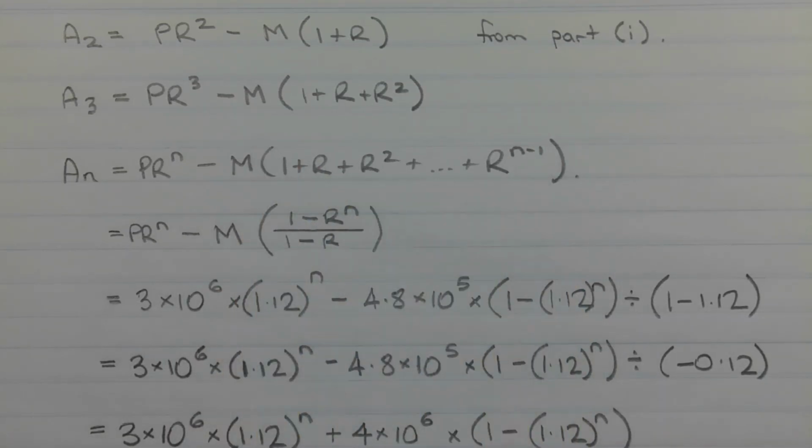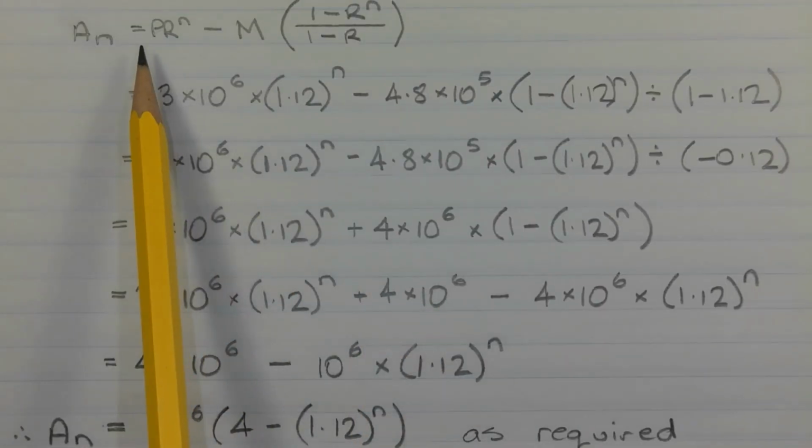Now inside the brackets we have a geometric series. We have n terms, first term 1, common ratio R, so we can replace what's in the brackets with the sum of a geometric series formula. So AN is equal to PR to the power of n minus M times ((1 minus R to the power of n) over (1 minus R)). The next step is to substitute the values for the variables in this formula here.